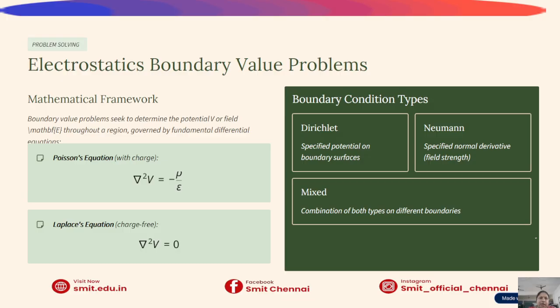Next we see about the electrostatic boundary value problems. The electrostatic boundary value problems involve determining the electric potential V or electric field E within a given region by solving fundamental differential equations. When charge is present within the region, the potential is governed by Poisson's equation, given by del square V is equal to minus rho by epsilon.